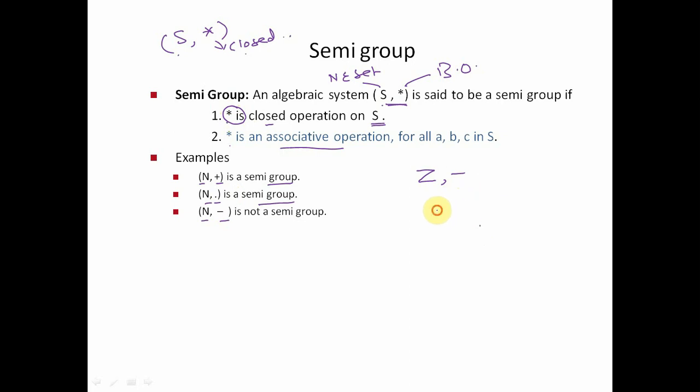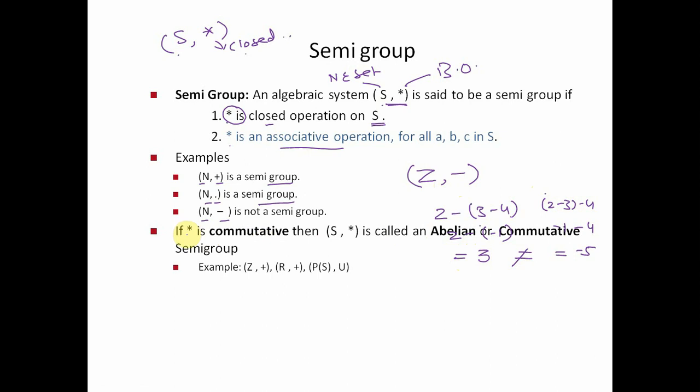Why? Because subtraction is usually not considered to be an associative operation. Take (2 minus 3) minus 4: that gives me minus 1 minus 4, which is minus 5. And if I take 2 minus (3 minus 4), that gives me 2 minus (minus 1), which is equal to 3. So these are not equal. So even this is not a semigroup.